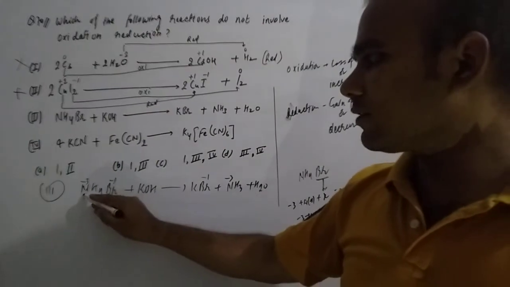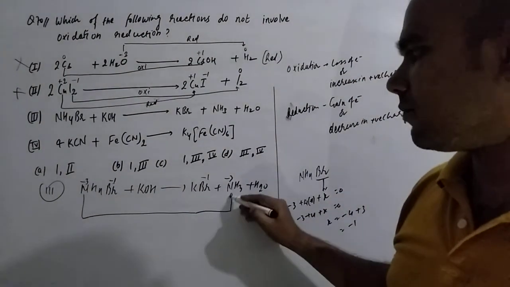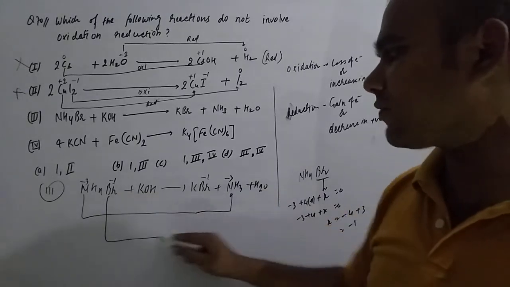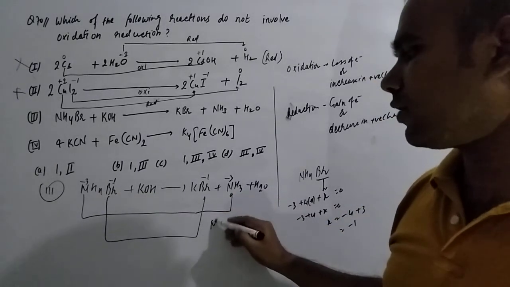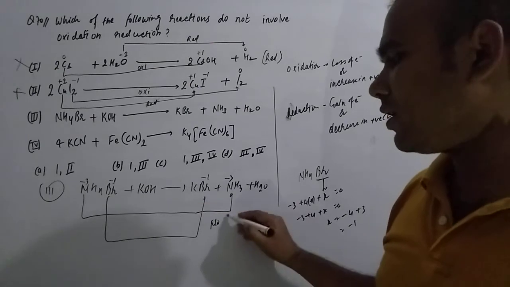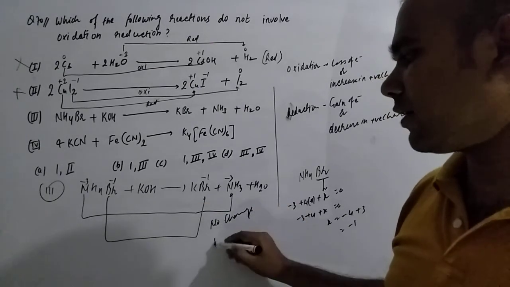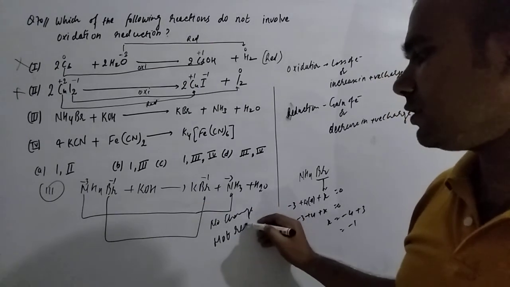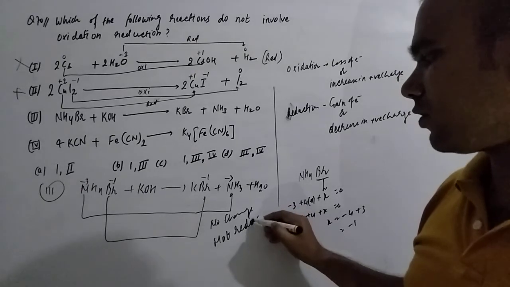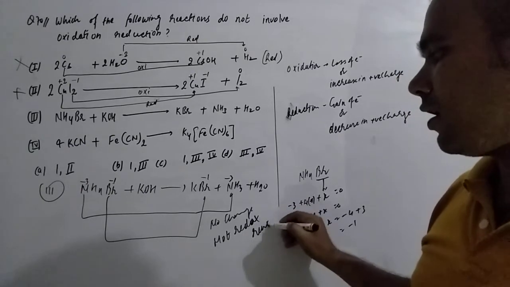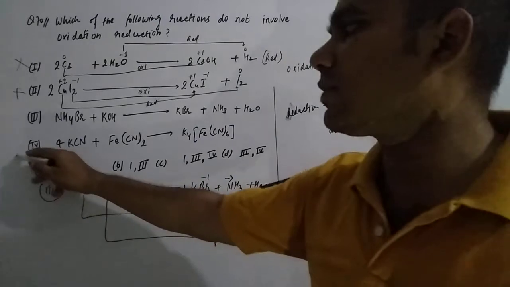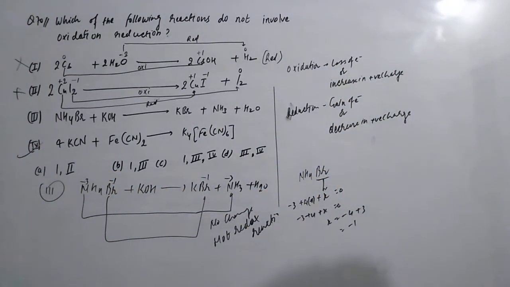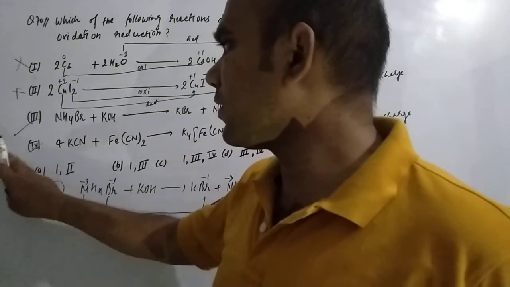So see student, -3 to -3, -1 to -1. So no change. No change means not a redox reaction, student. So the third can be our answer. Now we have to check out the fourth one, student.